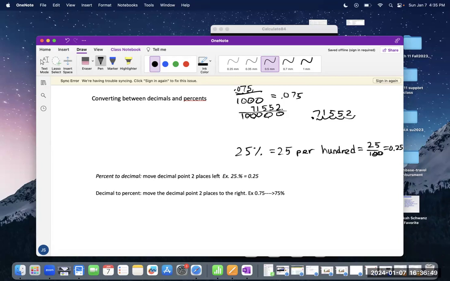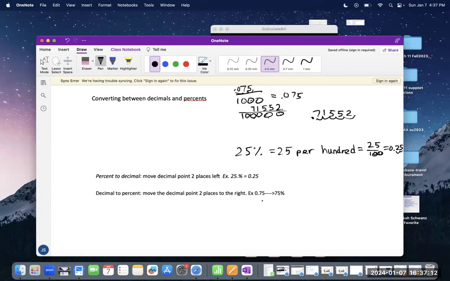I would write 25 as a whole number, and know that the decimal place always comes after the ones place, to the right of the ones. Then I would move it 2 places, and it would become 0.25. So that's how we know that 25% should be written as 0.25. That's one way to do it.